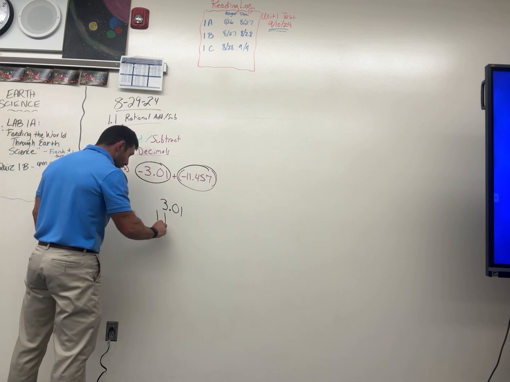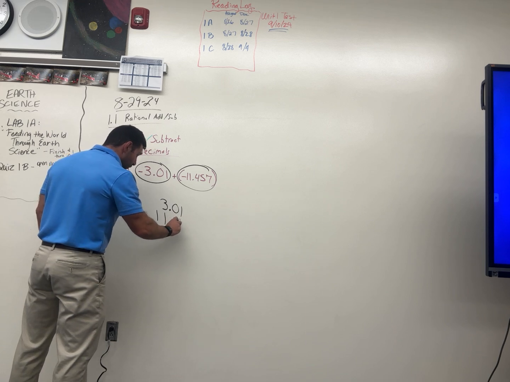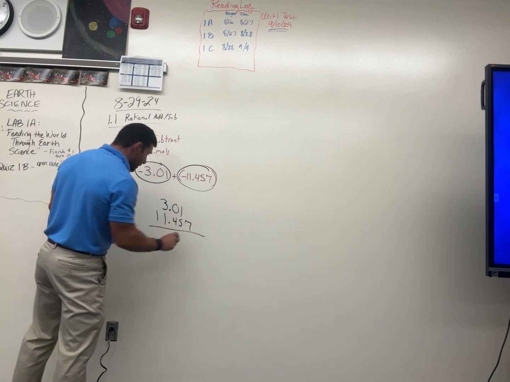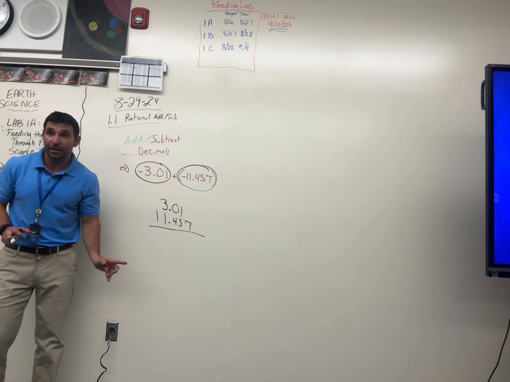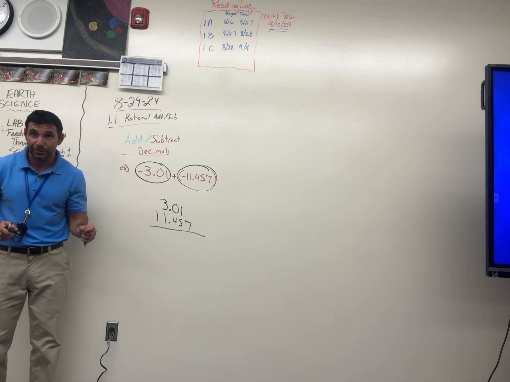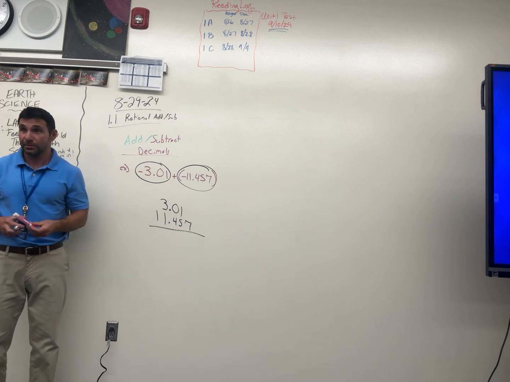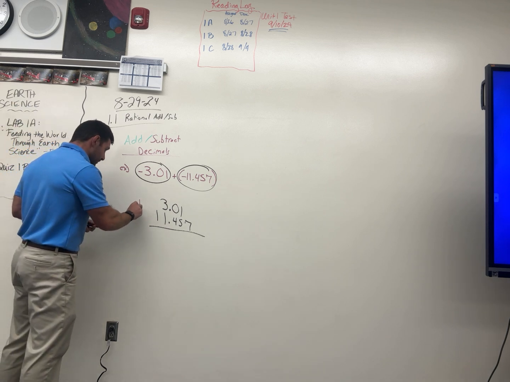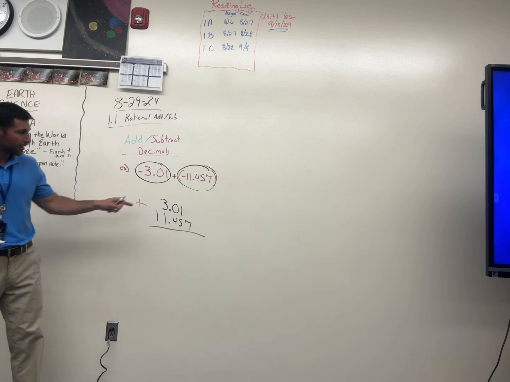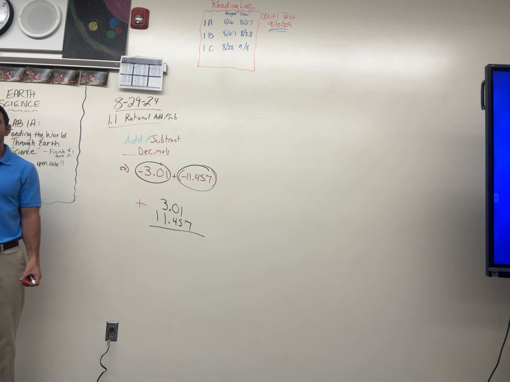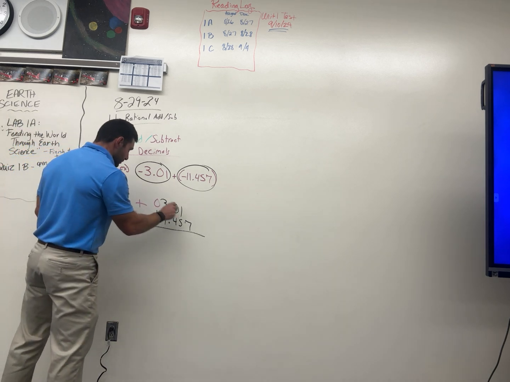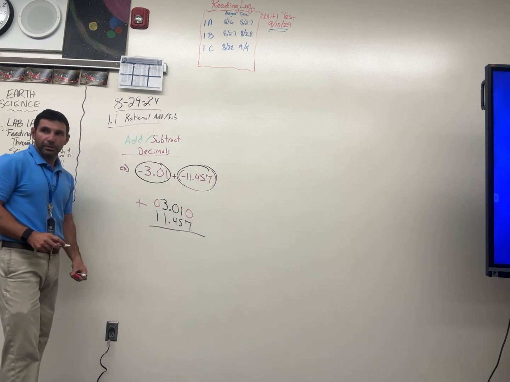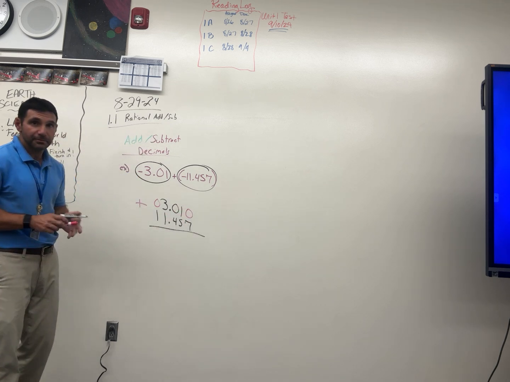So I'm going to put a 1, a 1, a decimal, a 4, a 5, a 7. I didn't line up the numbers. What did I line up? The decimals. Everybody with me? I line up the decimals. And we are adding. What goes in these spaces that have nothing? Zeros? Absolutely. Okay? Have I lost anybody yet?